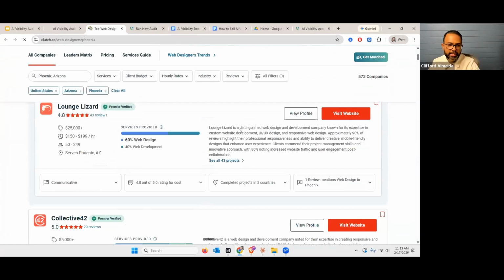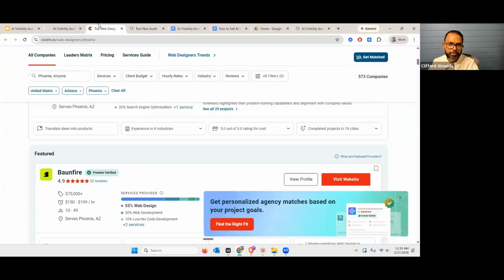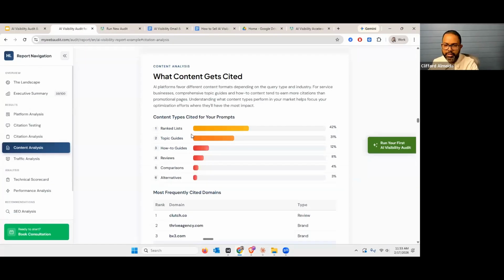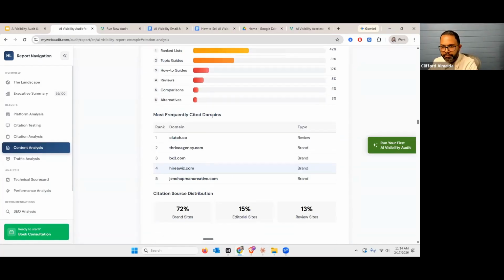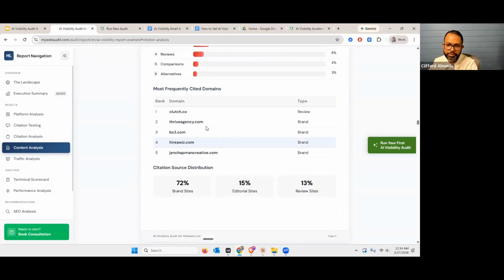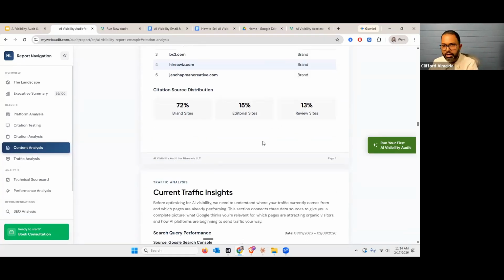Here you can see obviously on Clutch, it has this listing. I have the opportunity to pay to get listed here. And I know that then I would be competing with the other companies when Clutch shows their page for agencies. And then most frequently cited domains. This is an easy way for you to see who the competition is, as well as if there are directories that you could ultimately get a listing on.